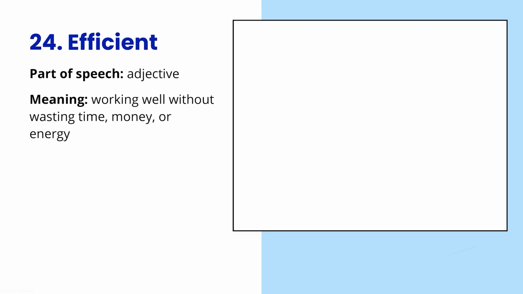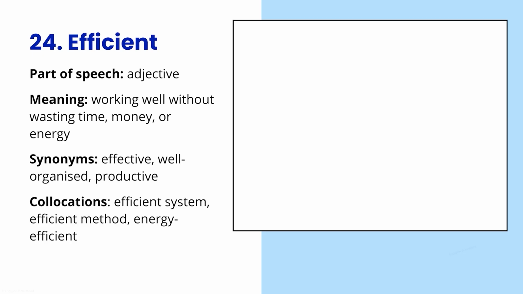Moving on to 24, which is efficient. Efficient is an adjective, and it means working well without wasting time, money, or energy. Synonyms: effective, well organized, productive. Collocations: an efficient system. So this means the system works well without wasting anything. Efficient method, same thing. Energy efficient. So this means something works well without wasting energy.